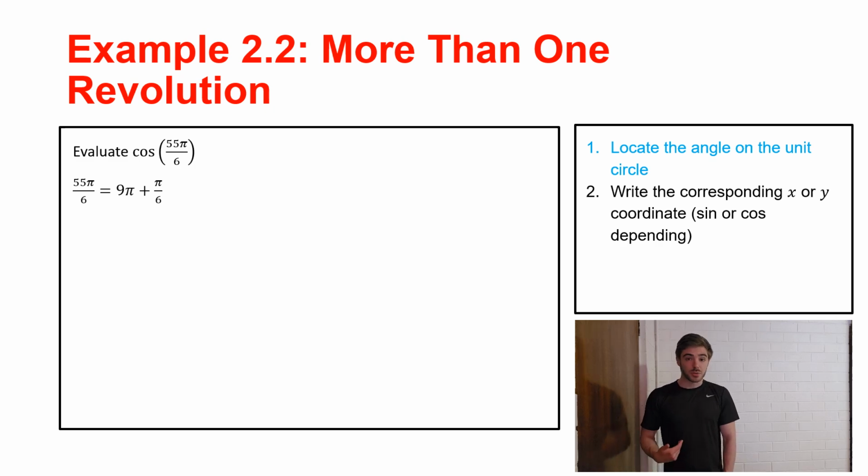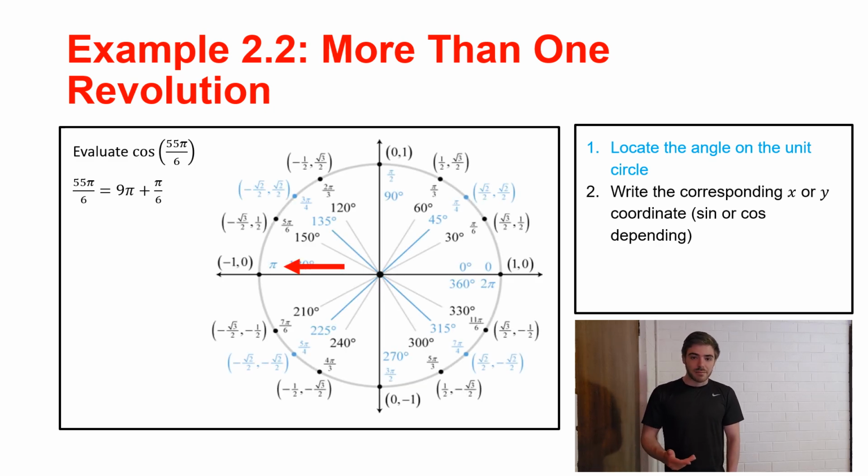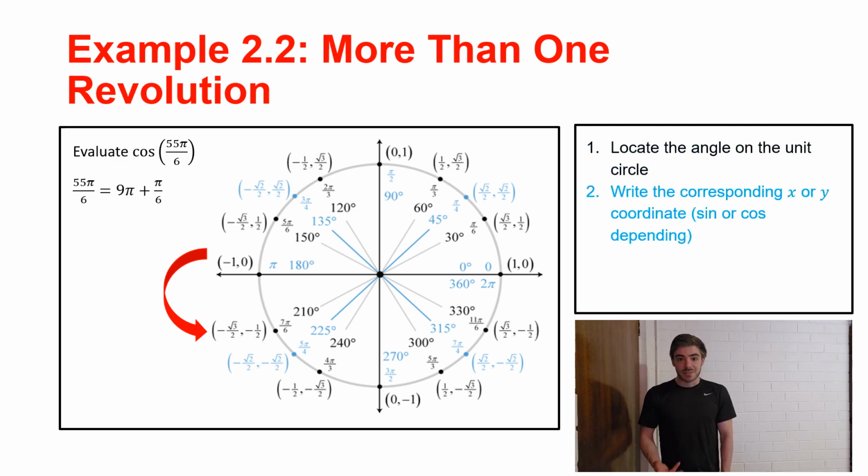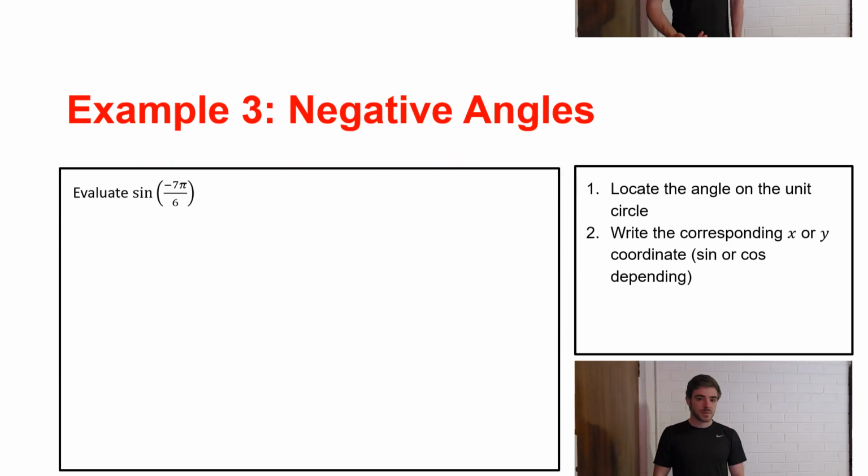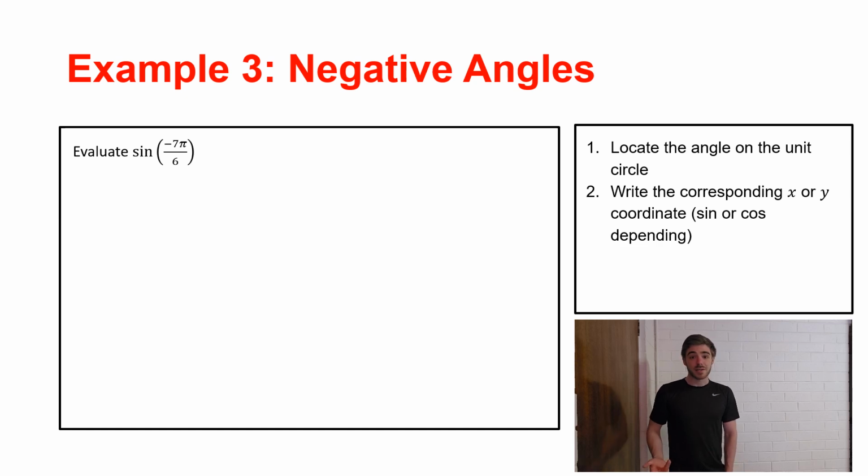Our whole number value of pi is odd, and so that means we're going to start on the left. And once we start on the left, we then have to add that remaining angle of pi over 6, getting us to the 7 pi over 6 spot. All we got to do from there is give the x-coordinate at that spot, because once again, we're evaluating the cosine.